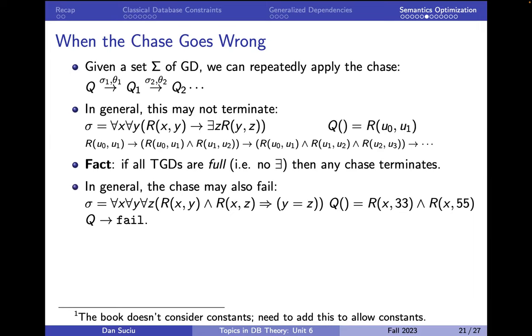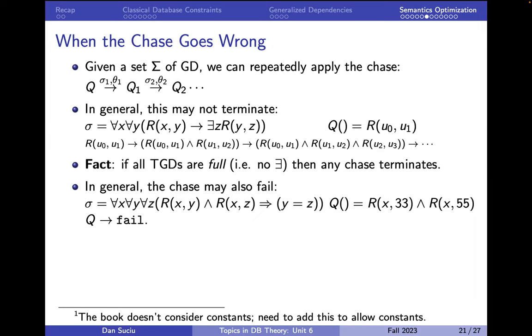The other unexpected thing is that the chase may fail only in the presence of constants. So if you are trying to identify two variables, but they are two constants and they are distinct, then you cannot do this. Here is an example. We assert that X is a key, but the query looks for two tuples where that obviously violates the key condition.